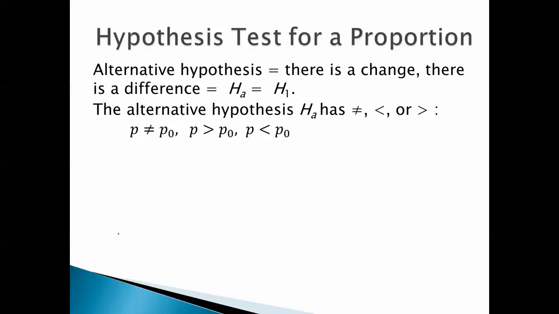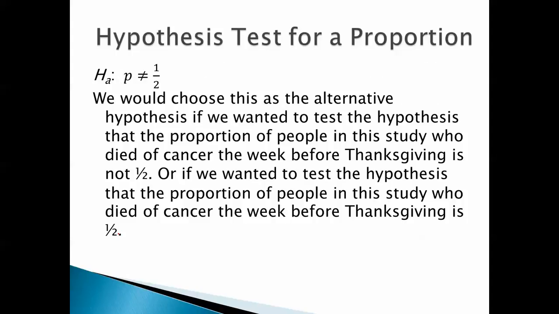The alternative hypothesis is that there is a change, there is a difference. We represent that with H sub A or H sub 1. The alternative hypothesis always has a less than sign, or a greater than sign, or a not equal to sign. So it's of the form P does not equal P sub 0, or P is greater than P sub 0, or P is less than P sub 0. Okay, so here's one possibility. H sub A, P does not equal a half.